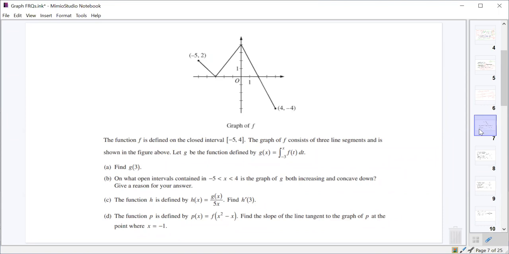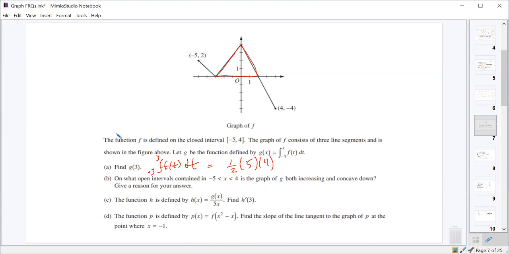All right, so we're looking for g of 3. G of 3 ought to be the integral from -3 to 3 of f of t dt. So if we're looking for the integral from -3 to 3, a big chunk of that is up above the x-axis. So that's 1/2 of the base of 5 times the height of 4.